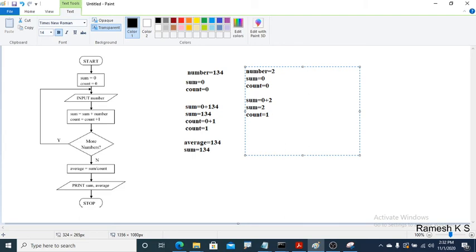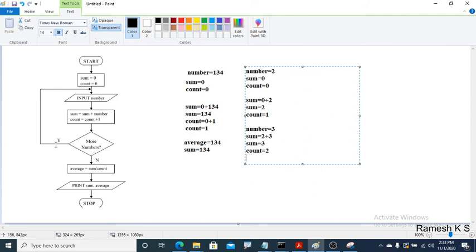Again, more numbers are there? Yes. If it is yes, again I am inputting the number 3. Again I am calculating sum. Sum is equal to sum plus number. What is the present sum now? Here the present sum is 2. 2 plus the number, which is 3. 2 plus 3, sum is 5. Again count is how much? Count plus 1. Count earlier was 1. Now count 1 plus 1 is equal to 2.